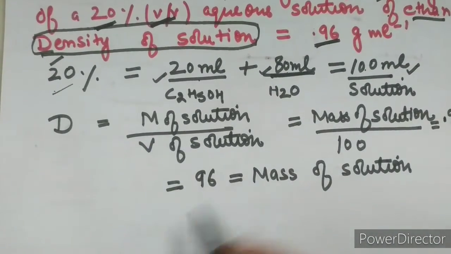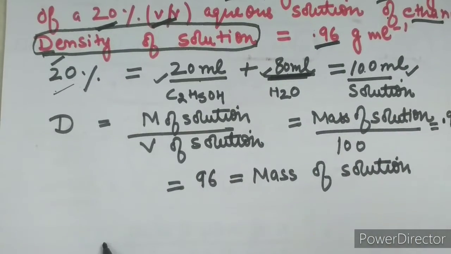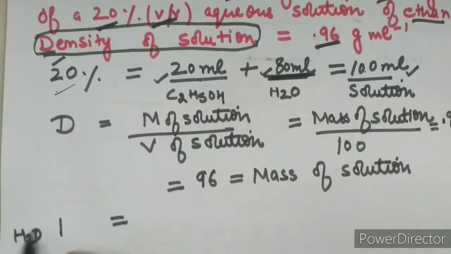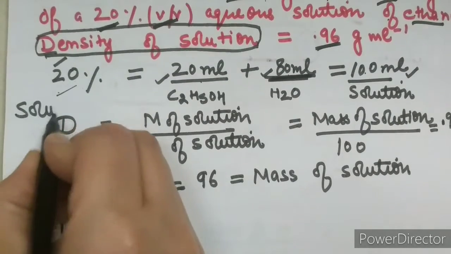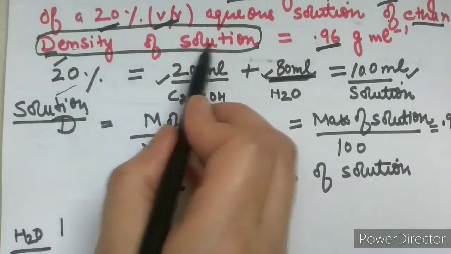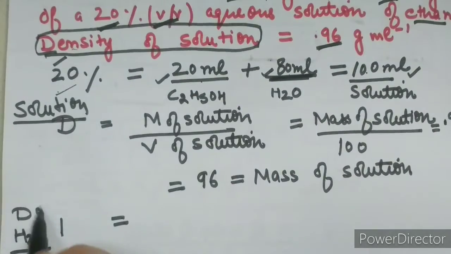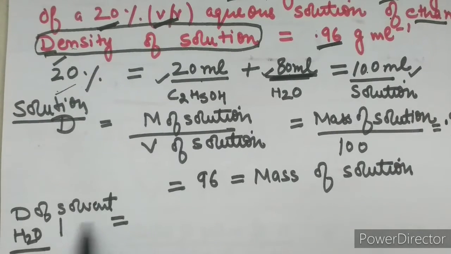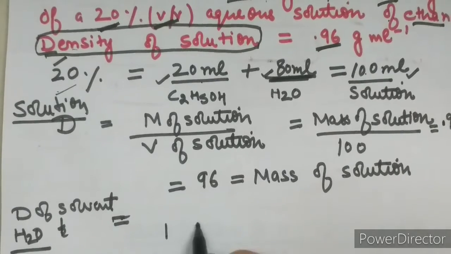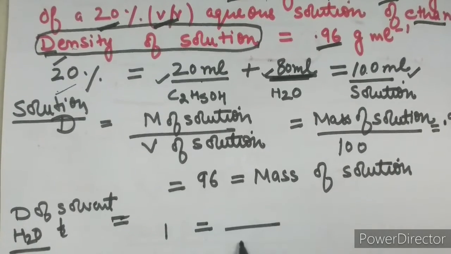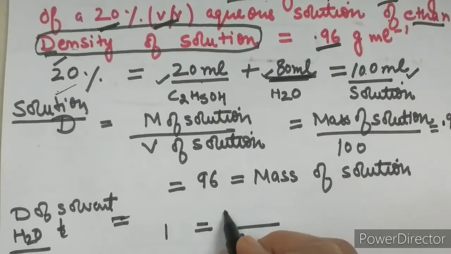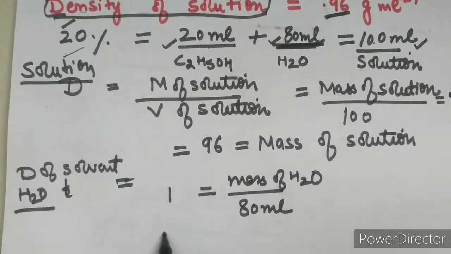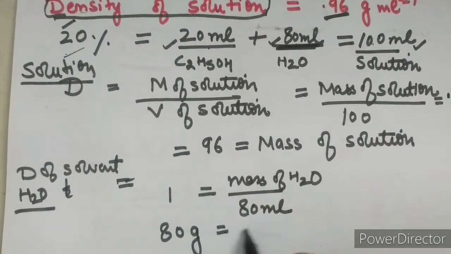Now the second thing is we have been given the volume of the water. We know the density of water is always 1. So that was for the solution, where the density of solution was mentioned, but the density of solvent, that is water, is always 1. So 1 equals mass per unit volume. We have a volume of water of 80 ml, so we can easily find the mass of water, which is the solvent. So the mass of water will also be 80, with the units of mass in grams.